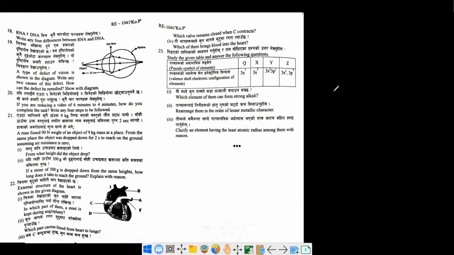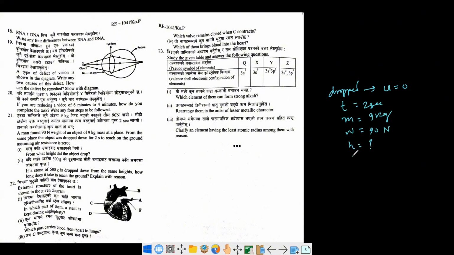Okay, dropped means initial velocity is 0. Okay, initial velocity is 0. We know the time is 2 seconds. Okay, mass, let's say mass is 9 kg. Okay, so 9 kg, weight is 90 newton. So we are being asked the time. Okay, no, it's the height. So we need to get the value of height.